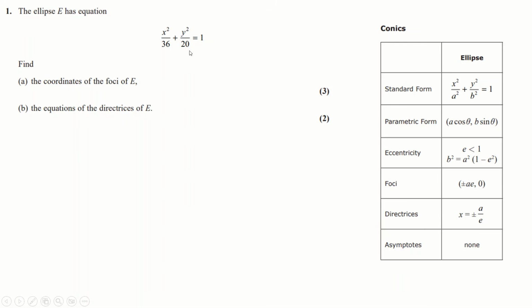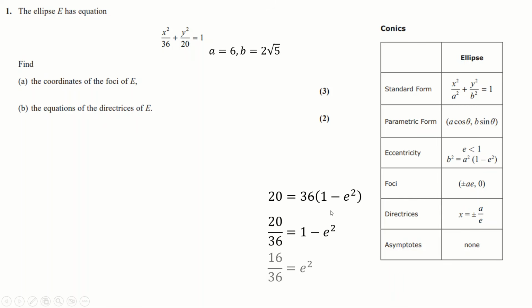So A is clearly 6, B is root 20, which is 2 root 5, I guess, which you don't really need because what we're aiming for is the foci. So we need E, which means we need to use this formula, but of course B squared is just 20, A squared is just 36, so you don't even need to write this down really. And we solve this, we get E as 2/3, I think, when we root that and then simplify it a little bit.